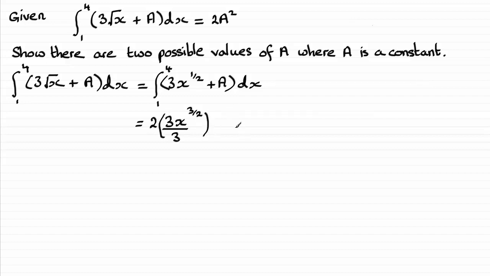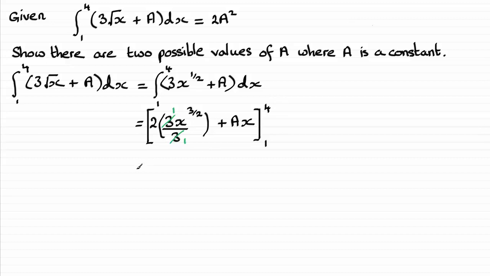And then we've got plus a, the constant a, and when you integrate a constant, just stick the x behind it. And we'll put that in brackets here. And we've got our limits between 1 and 4. I can see that the 3s cancel, so I can divide those out. And so that just leaves me with 2x to the power 3 upon 2. So all I need to do now is just substitute my values, the limits, in.